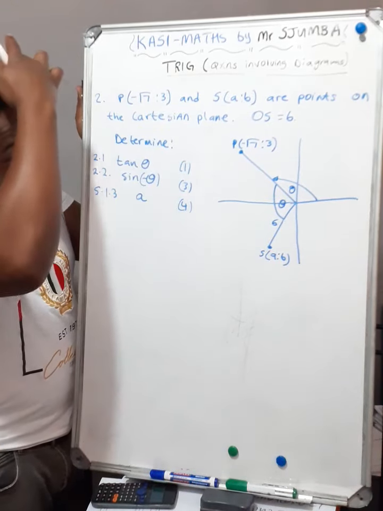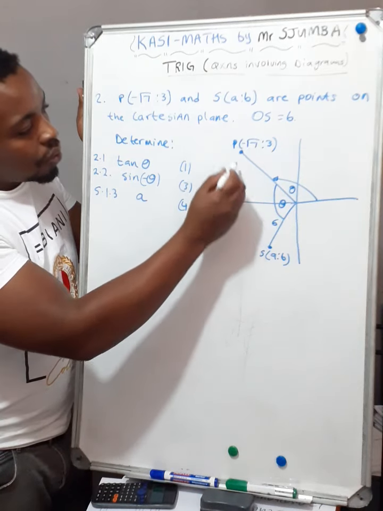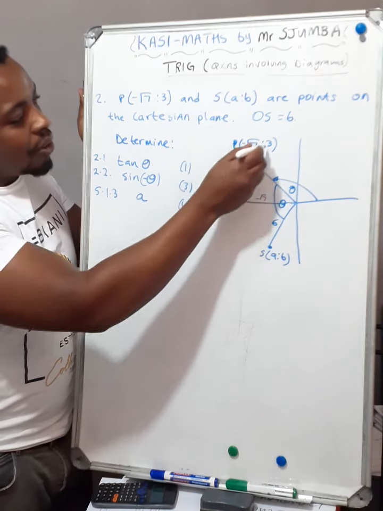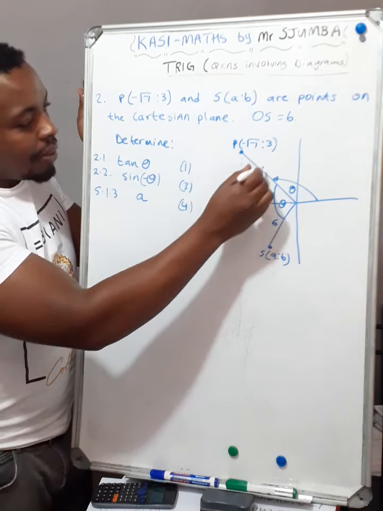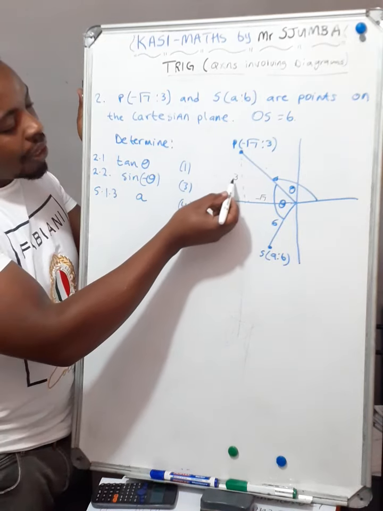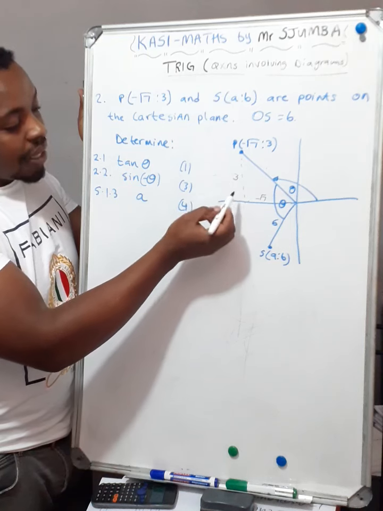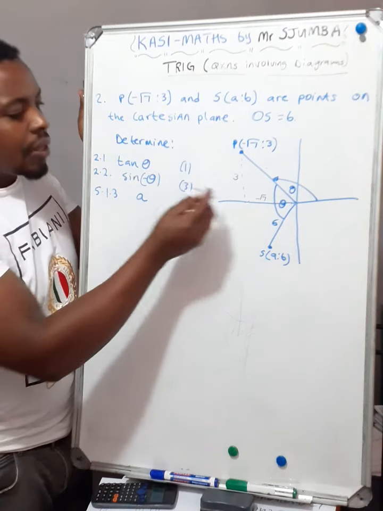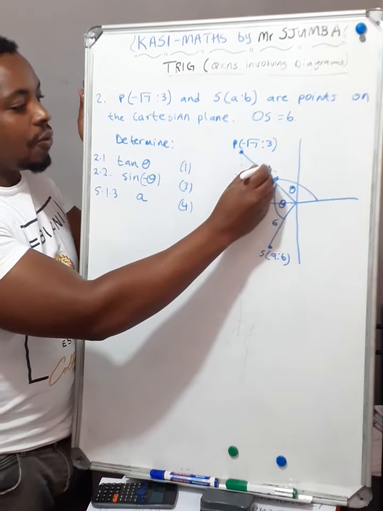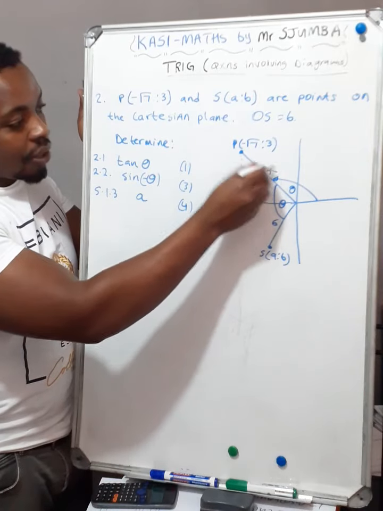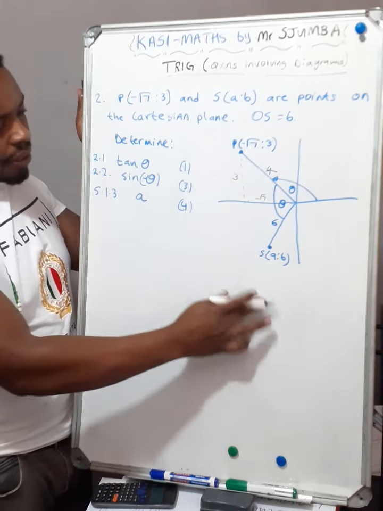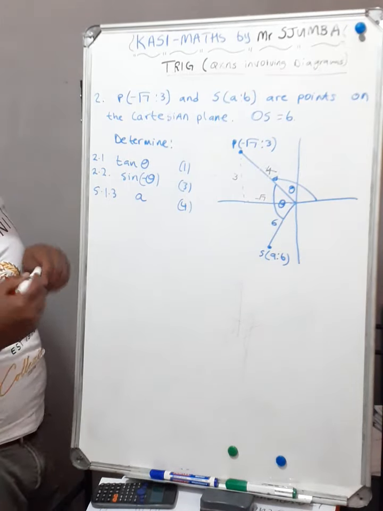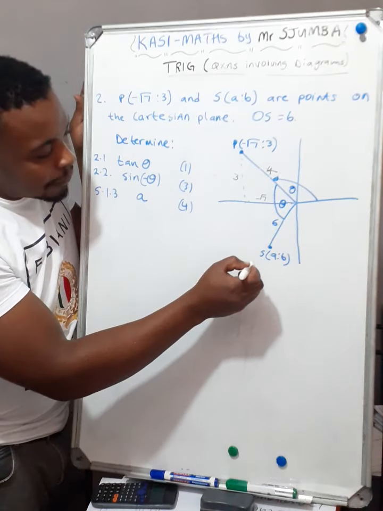P is minus root 7 over 3. So now x is minus root 7, and y is 3. Pythagoras theorem: this squared plus this squared, so it's 9 plus 7, which is 16. Root 16 is 4. So we use Pythagoras theorem to get this. I'm just saving time in the video because of Pythagoras. Okay, we have another line.